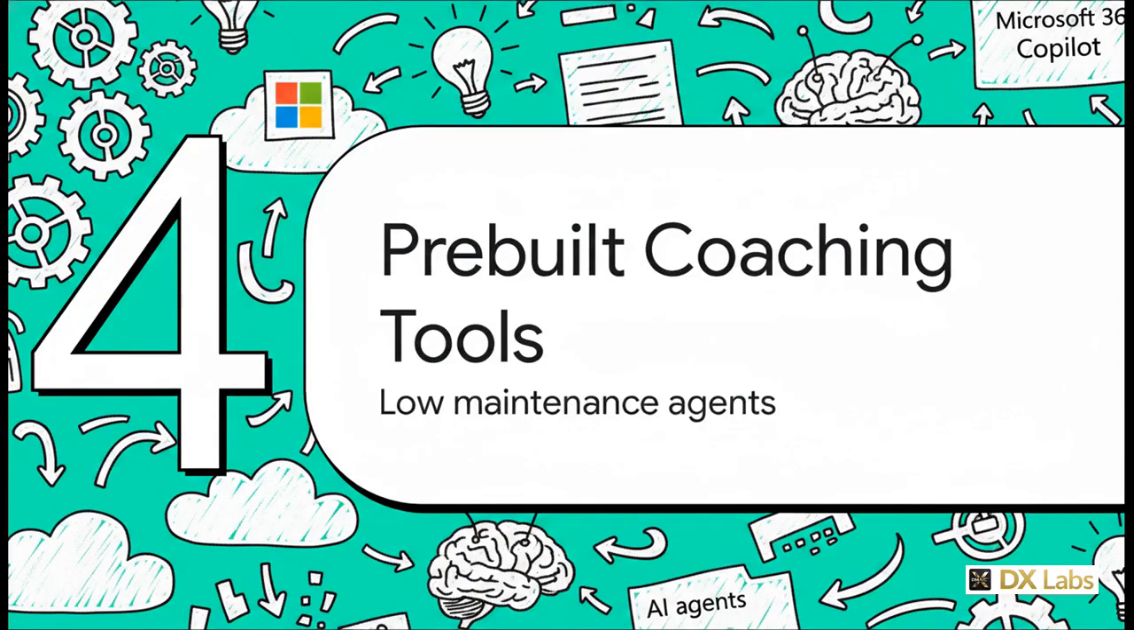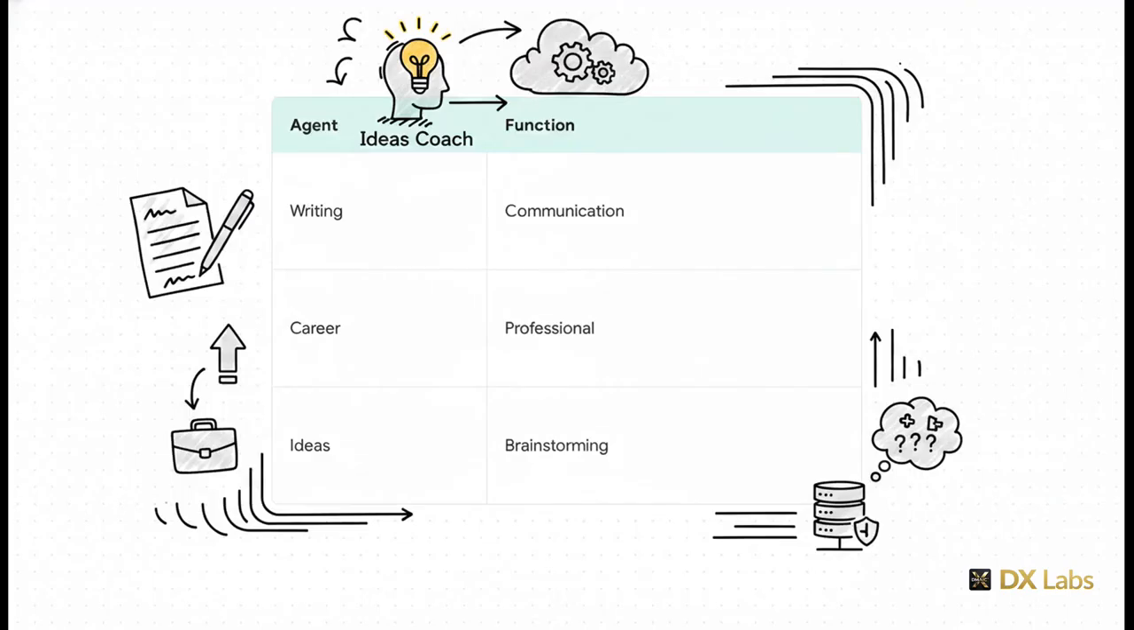Section 4. Pre-built coaching and ideas, low-maintenance AI assistance. Deploying a pre-built agent is a lot like hiring a temp agency worker who arrives at the office already fully trained and ready to go.